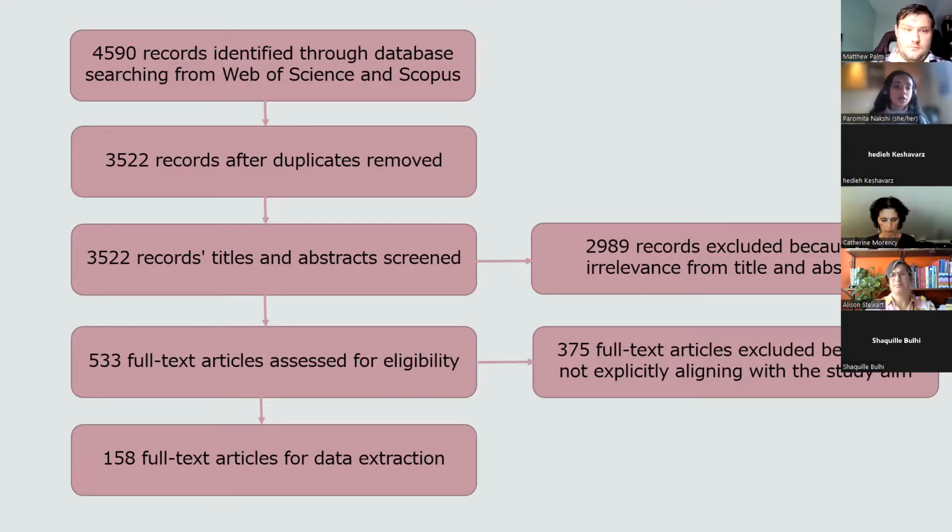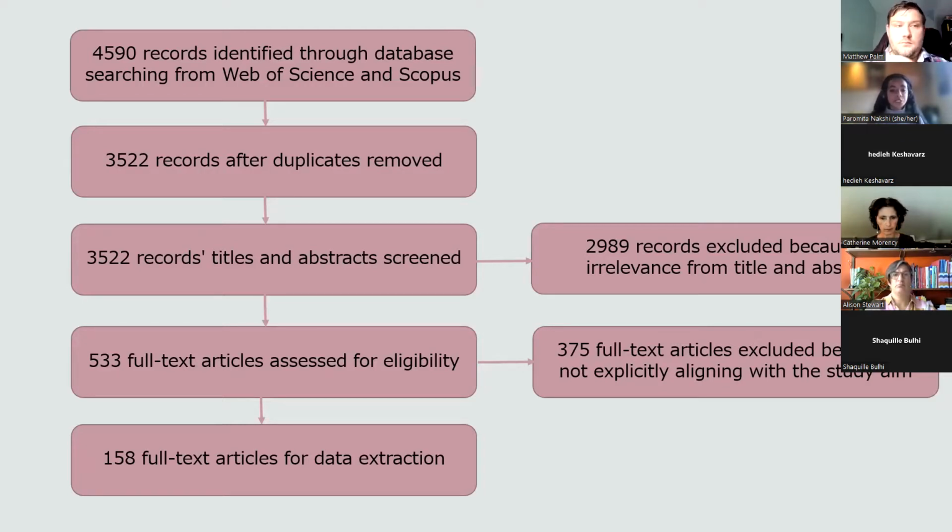And then we used Covidence to remove the duplicates. And after removing the duplicates, we had 3,522 academic articles, and we screened the titles and abstracts of those papers. After that, we excluded almost 3,000 records because they were not relevant to our study. And finally, we focused on 533 full text articles and assessed their eligibility.